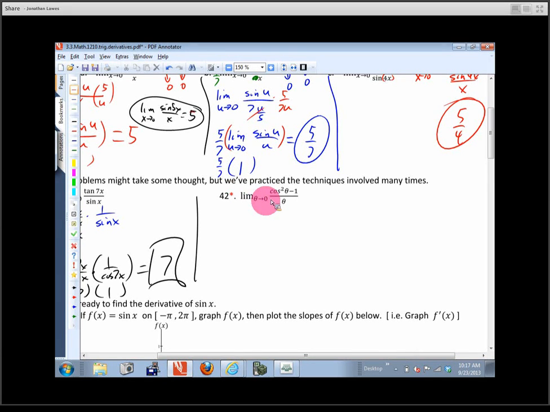Okay. If I plug in a 0, cosine of 0 is, sorry, 1. Square that, I get 1. So 1 minus 1 on the top is 0. I get 0 on the bottom.